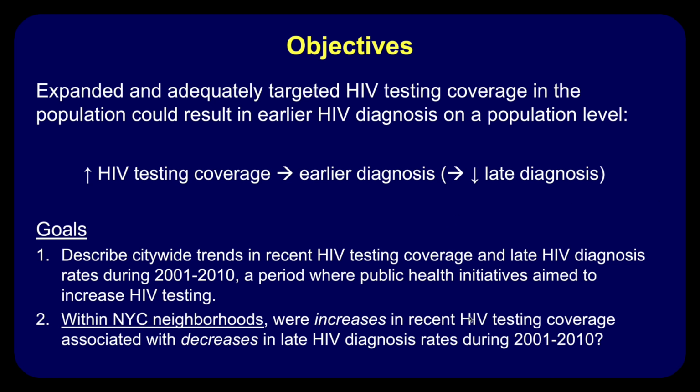And so the goals of the analysis were to describe citywide trends in recent HIV testing coverage and in late HIV diagnoses during this time period, 2001 to 2010, which, as I showed, was a period where there was a lot of effort on the part of public health and the health department and CDC to increase HIV testing coverage. And within New York City neighborhoods, a key question here was, were increases in recent HIV testing coverage associated with decreases in late HIV diagnosis rates during that time period?